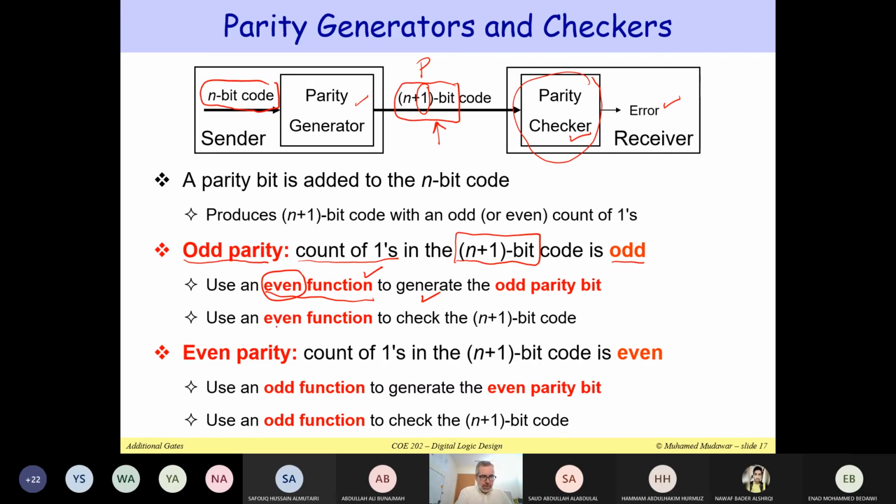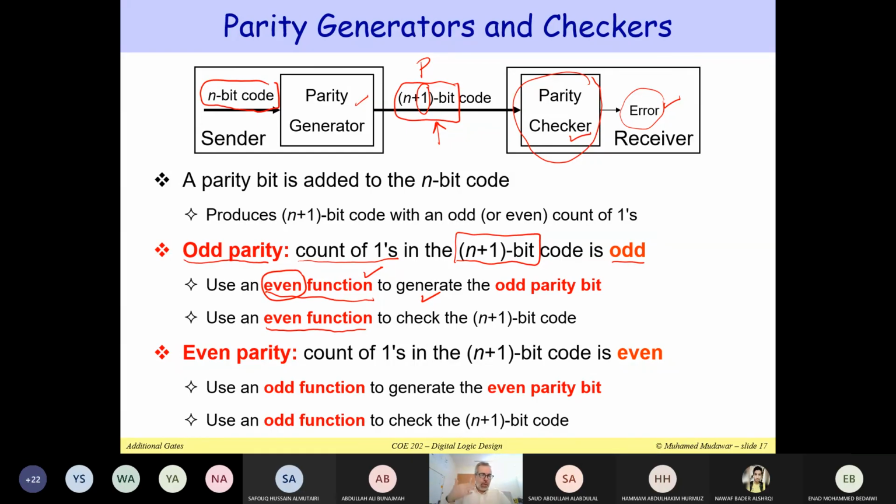The receiver is going to also use an even function to check the n plus 1 bits. Now, if it receives an even number of ones, that's a clear indication that there is an error. So the meaning of the even function is that the parity checker is going to count the number of ones. And if the number of ones is even, then it's going to produce 1. So the error will be equal to 1. So for this reason, we use an even function to detect the error. If the total number of ones is odd, then there is no error. So the even function will give me 0.